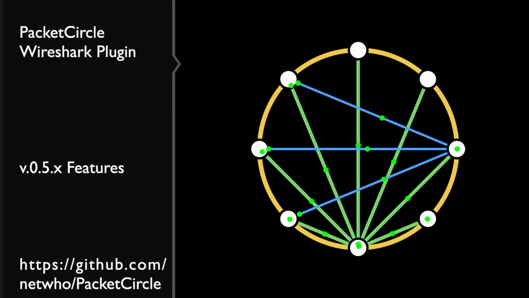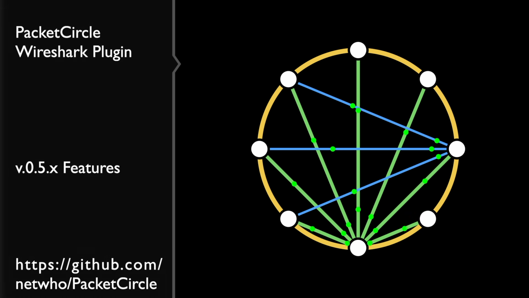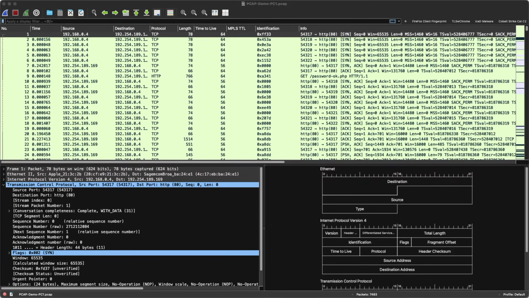Welcome to PacketCircle. In this short clip, I want to show you what's new in version 0.5. A few usability improvements to the circle view you already know, and then the big one, an experimental new visualization mode called Graph Mode. Let's jump right in.